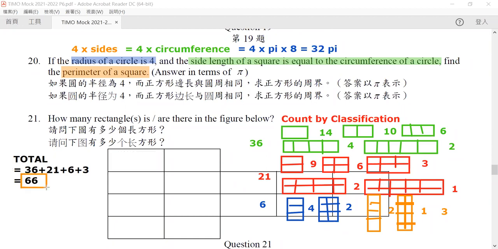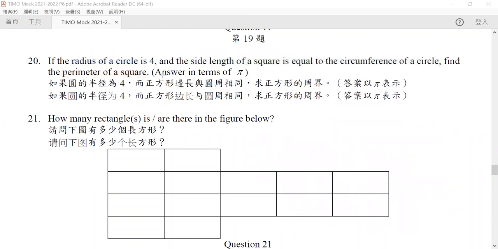Okay, so this is the answer for question 21. Now, this one is a little bit tedious. Later on in secondary school, we will learn about the inclusion-exclusion principle and the representation, and then we will calculate it using the combinatorics coefficient, which we will see later. Okay, so let's go to our question 22.